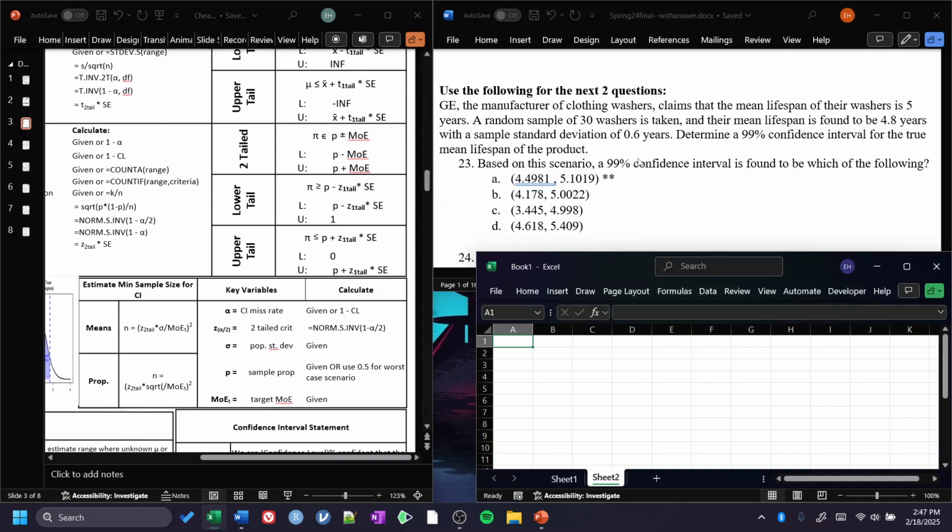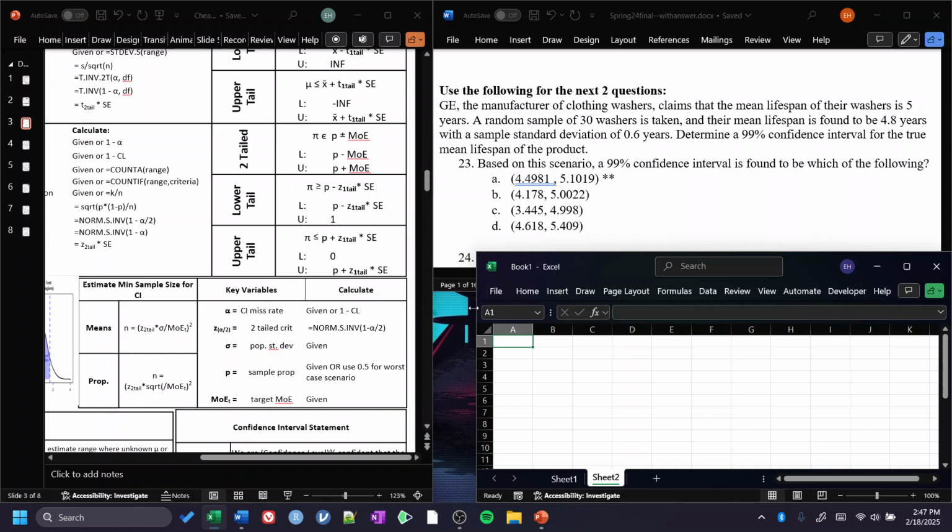GE, the manufacturer of clothing washers, claims the mean lifespan of their washers is 5 years. A random sample of 30 washers is taken. Their mean lifespan is found to be 4.8 years, with a sample standard deviation of 0.6 years. Determine a 99% confidence interval for the true mean lifespan of the product.